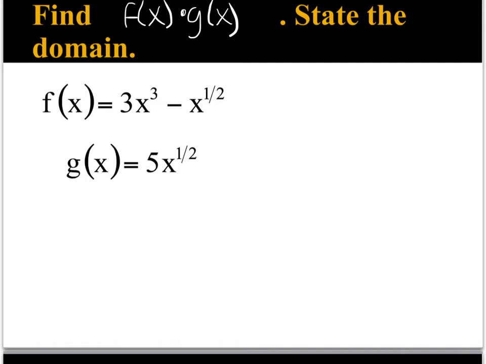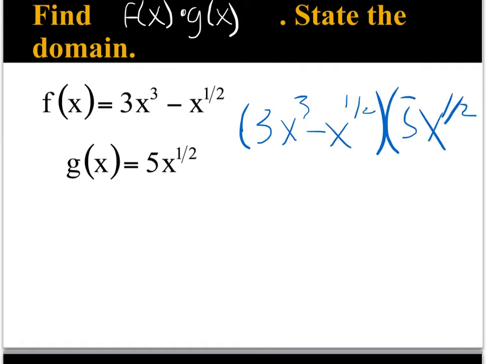So with this one, I am multiplying. I'm taking that 3x to the third minus x to the 1/2, and I'm multiplying it by 5x to the 1/2. So I'm not just multiplying that 5x to the 1/2 times that last term, I'm multiplying it times all of f of x. So in this case, I have to distribute, right?